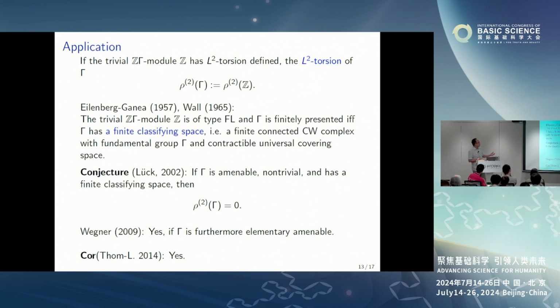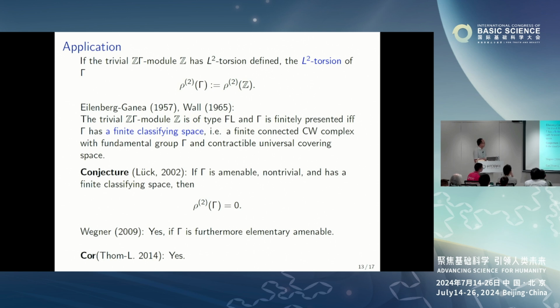Also, by results of Weinberger, Garnier, and Wall, we know some sufficient condition for the torsion to be defined. When gamma has a finite classifying space, that means a finite connected CW complex with fundamental group gamma and the universal covering space contractible, then the trivial module is of type FL, and gamma is actually finitely presented.